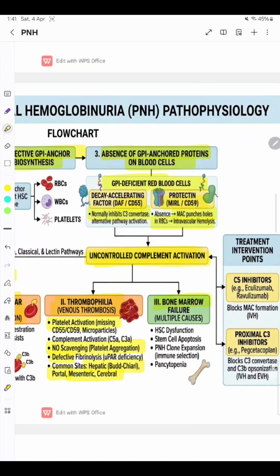Due to uncontrolled complement activation, as we have discussed, this PNH is a disorder of the hematopoietic stem cell. There can be marrow failure, hematopoietic stem cell dysfunction, or increased apoptosis, ultimately resulting in pancytopenia, a decrease in the RBC, WBC, and platelet count.